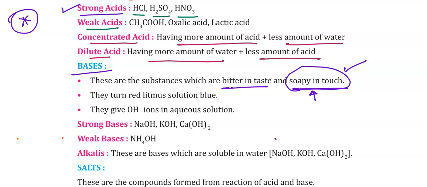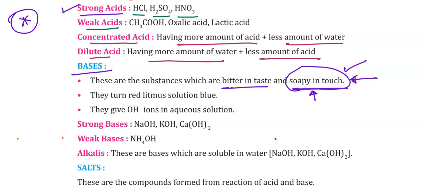Yes, if the touch is soapy, then those substances are nothing but bases. Remember, they may ask you in any form, but just feel it, just imagine it and try to attempt the answer. If they have mentioned anywhere soapy in touch, if the touch is soapy in nature, then definitely remember children, the question is based on bases.